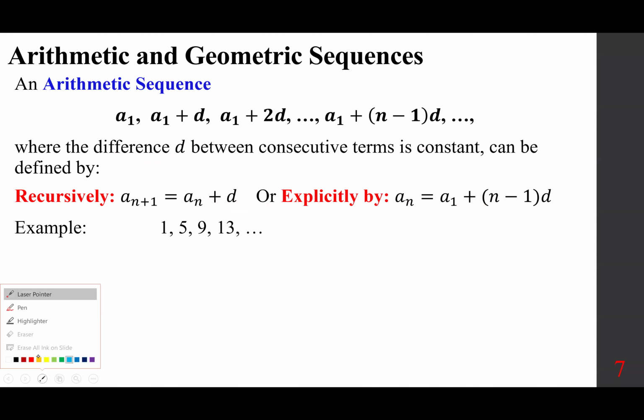Example: 1, 5, 9, 13, and so on. As you can see, we just add 4, right? So d is 4. So this is an example of an arithmetic sequence.